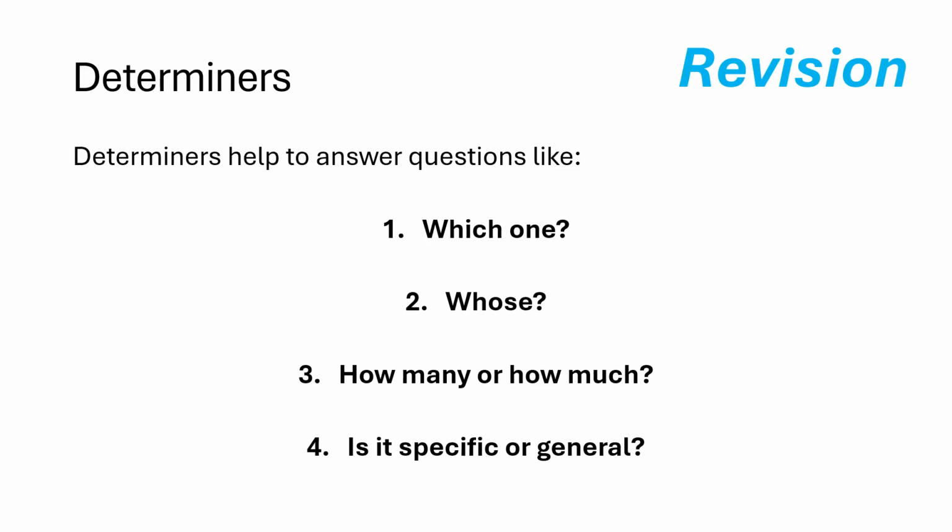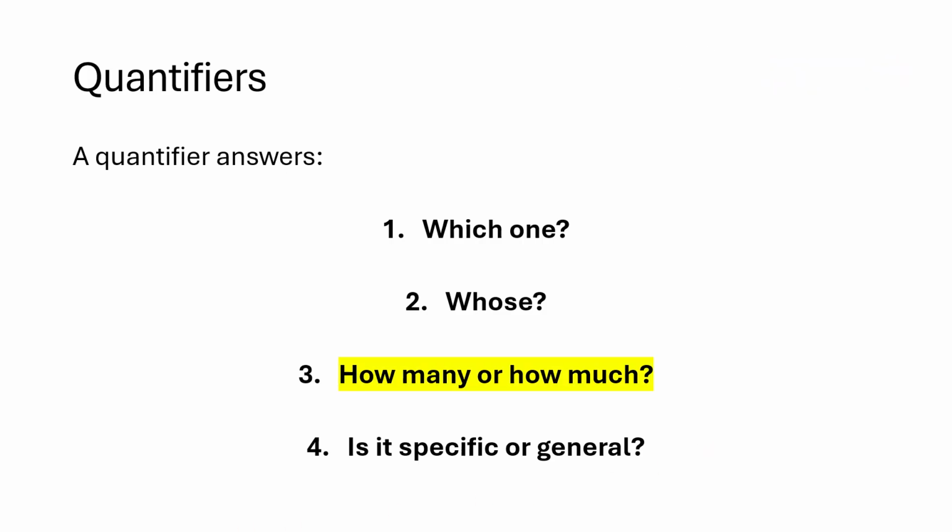Determiners help to answer questions like which one, whose, how many, or how much. Is it specific or general? Quantifiers specify how many or how much.